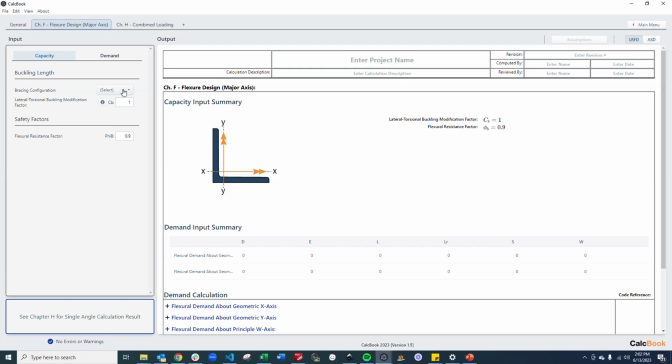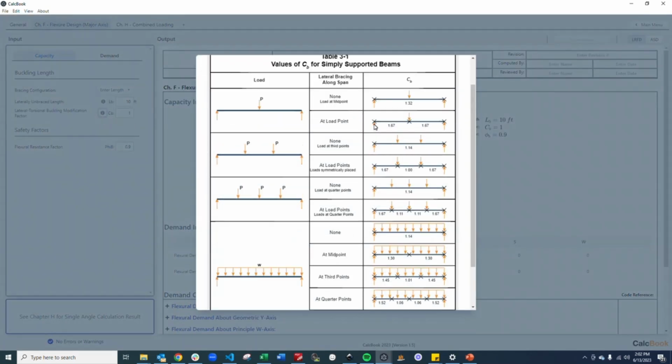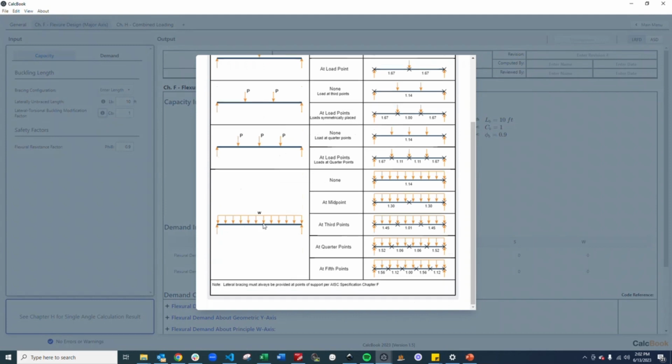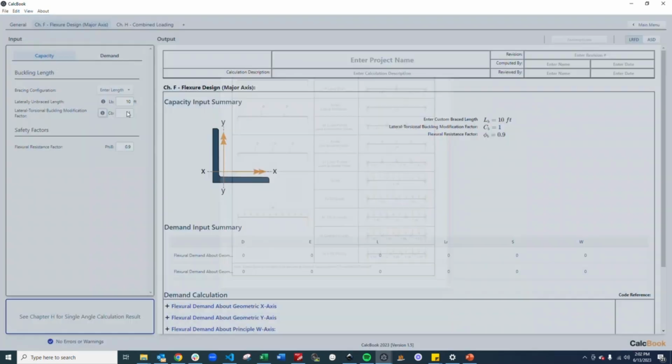So our bracing configuration for this problem is going to be unbraced. We're going to enter our length, which is going to be the full 10 feet. And then our CB factor, we can click in. We've got a distributed load like this with no bracing on it, so we're going to use a 1.14.